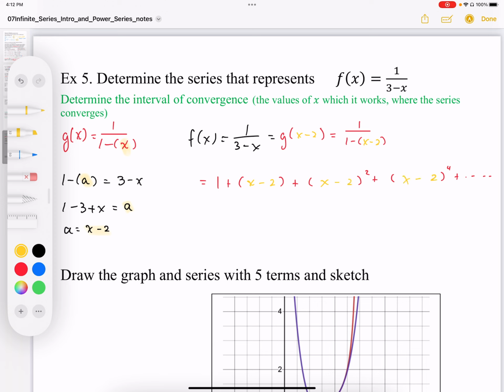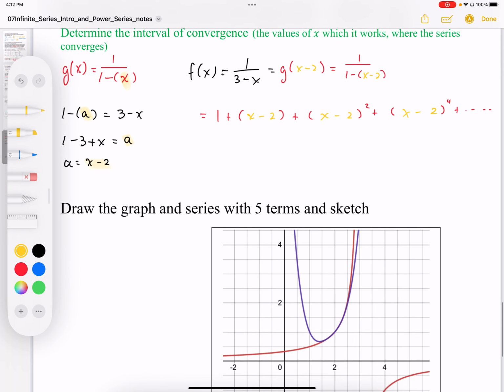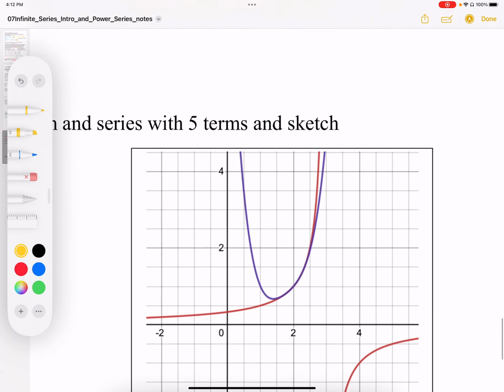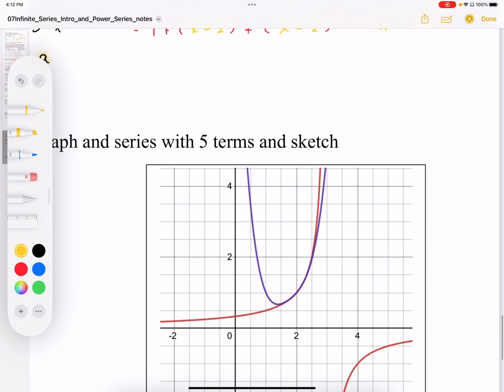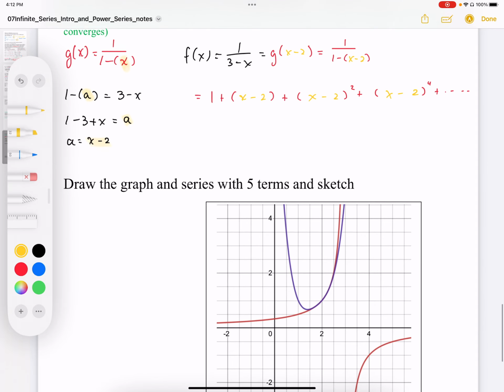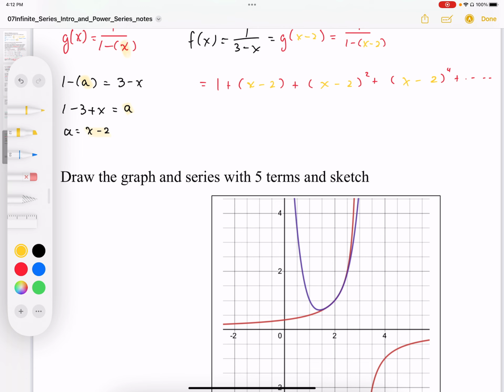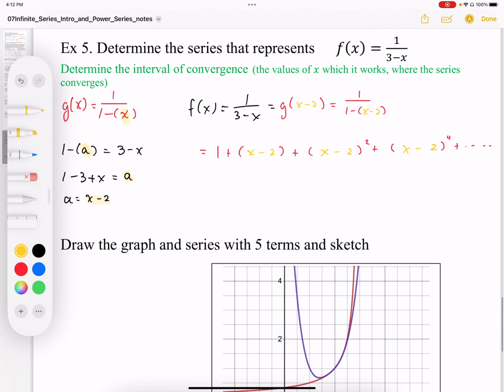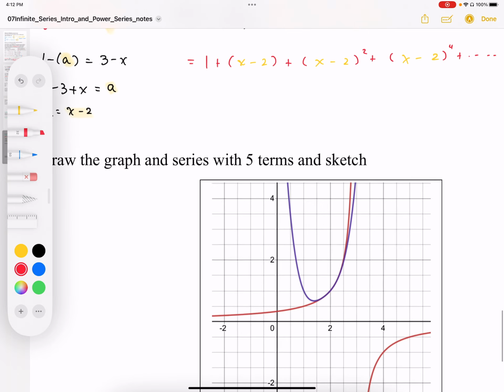And if I graph this, graphing this with the first 5 terms, so if I graphed it all the way up to x minus 2 to the power 4, I'm going to get this purple graph here. And that purple graph is the power series that approximates that function 1 over 3 minus x. So the function that's being graphed in red here is that function.